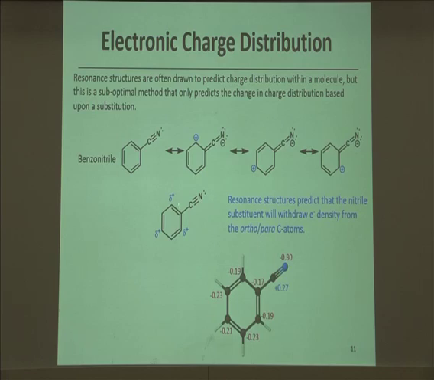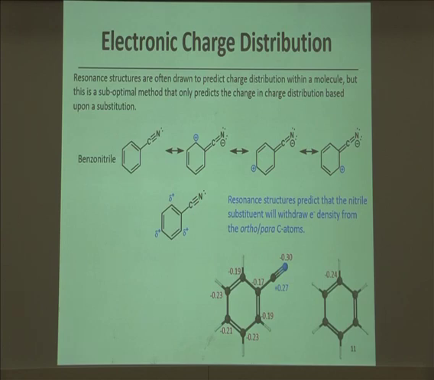It's also worth noting that none of our resonance structures can predict exactly what's happening at the ipso carbon, or the carbon to which the nitrile group is directly attached. The electron withdrawing nature of that substituent allows it through the sigma bond to withdraw electrons from the ipso carbon, making it actually the most positively charged or positively affected carbon atom of the ring itself. And so that's something we couldn't predict with the simple resonance structures alone.